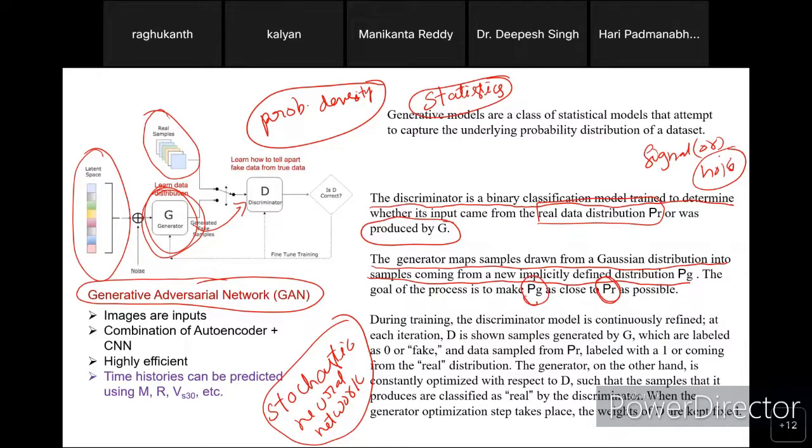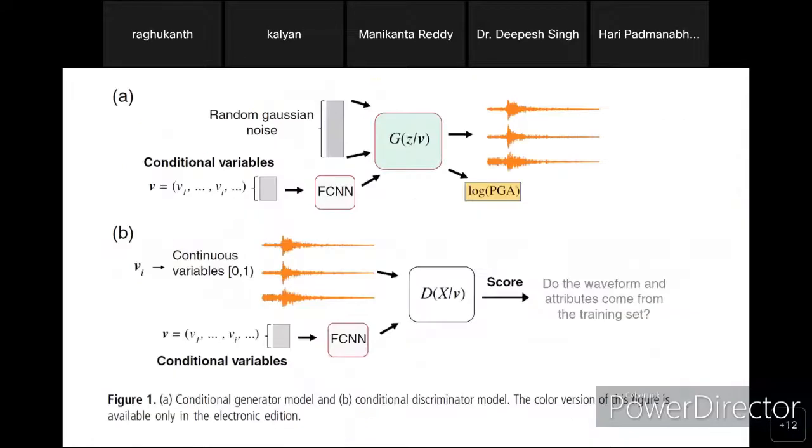So this is how we can generate an acceleration time history for earthquakes. At every training iteration, we refine the discriminator model, checking whether the samples G has generated are real or noise. Finally, your generator will be able to generate the exact data itself, okay? These are typical models; recently they were published in the BSSA journal, okay?